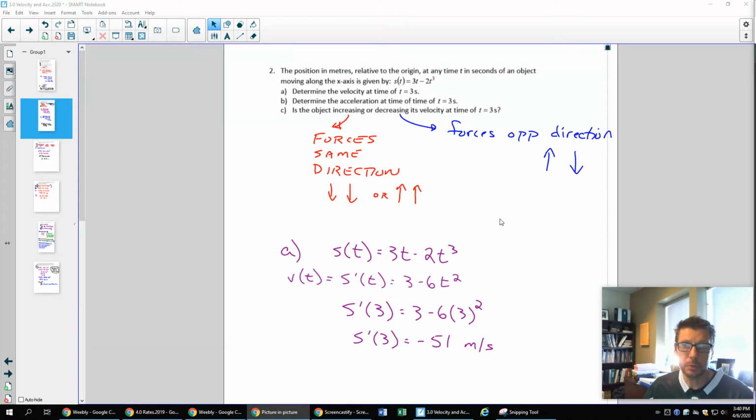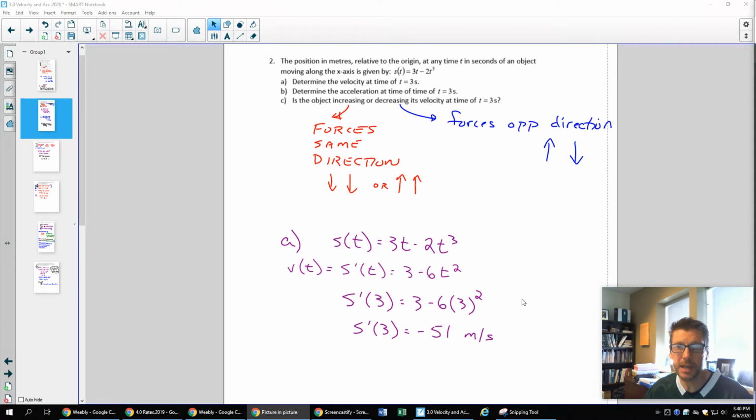So anyways, let's go through our A, B, and C. Again, we're talking about horizontal. We got a position. So we know that displacement, S of t, is position. I want velocity. So that's why I took my first derivative. So if velocity is s prime of t, that's ds/dt. And what is my velocity at 3 seconds? My velocity is negative 51 meters per second. So negative 51 meters per second to the left.